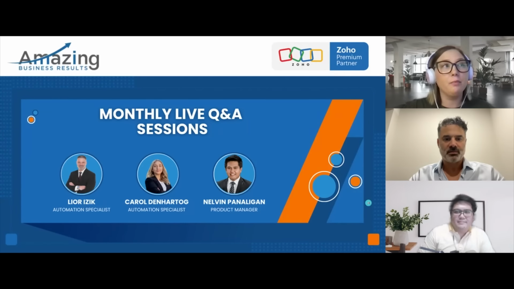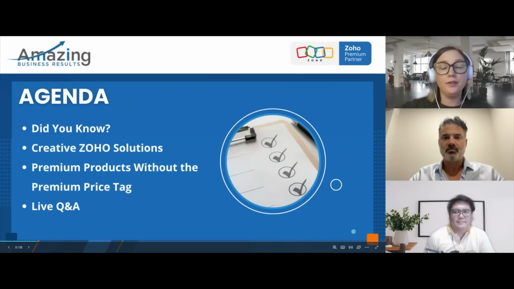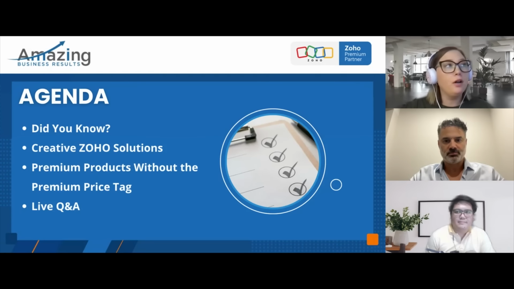And so we're going to jump right in today. We are going to have a few sections for you guys. So first, we're going to go over some underutilized features inside of Zoho. Then we'll talk about some creative solutions that we've had this month. And then we have premium products without the premium price tag. So these are going to be quick fixes that you guys can use for a small cost. And then we'll jump into the live Q&A.